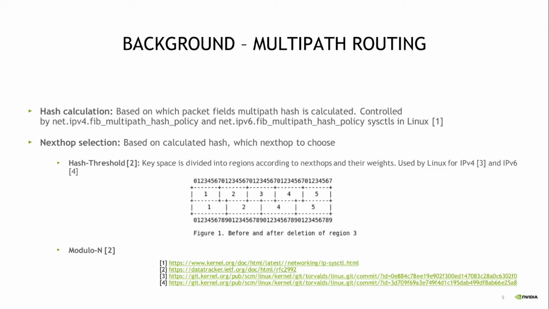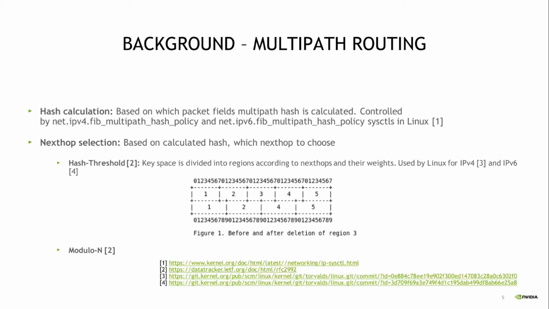And there are two main algorithms for NEXTHOP selection. The first one being hash threshold, which is the one that is actually implemented in Linux for both IPv4 and IPv6. And in this algorithm, the key space, which is 31 bits in Linux, is divided into regions according to the NEXTHOPs and their weights. In the figure below, you can see that initially we have 5 NEXTHOPs that all have the same weight because they have the same region size. But then after some time, NEXTHOP 3 goes down. And what can happen is that flows that were previously hashed to NEXTHOP number 2 can now be hashed to NEXTHOP number 1. And this is something that we would like to avoid.